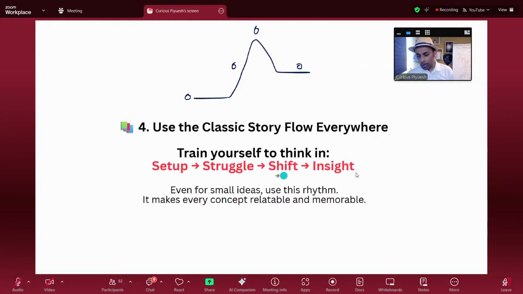Try to make this formula. Every time you are speaking, try to bring this into your natural instinct: make a setup, struggle, build a climax, and an insight. And this should be in your small talks. This should be in your generic talk, when you invite a guest, try to crack a joke in this way.